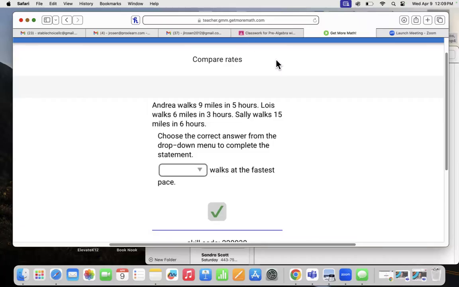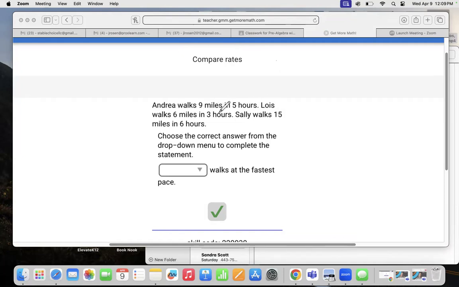We are looking at comparing rates right now. Rates are basically speed and all of those different things that we look at. So we're just going to be comparing which one's faster, which one's slower, which one's more, which one's less.